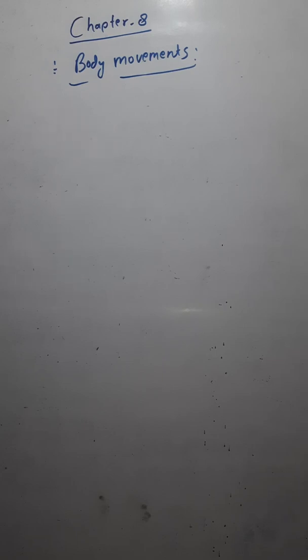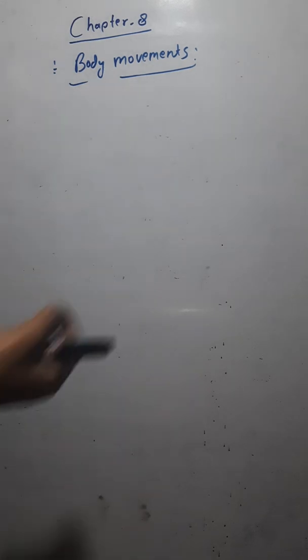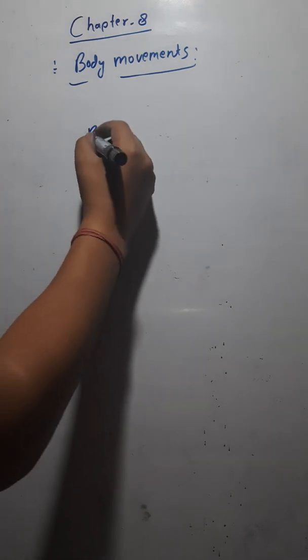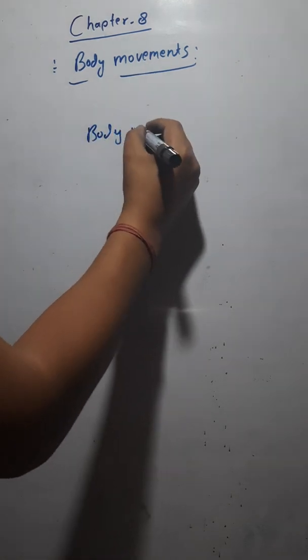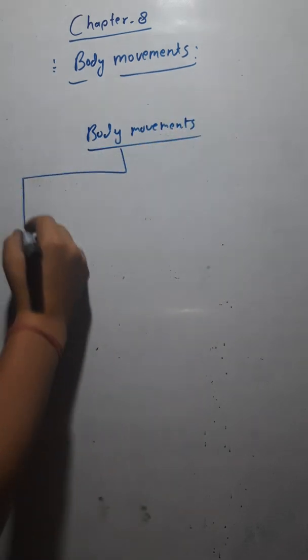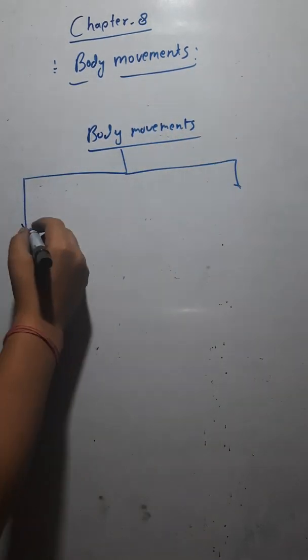Hello, dear students. From today we are going to start the 8th chapter of class 6 science, that is Body Movements. Now let's see in how many ways we have movements in our body. If we are just talking about body movements, we can check our body movements in two ways.